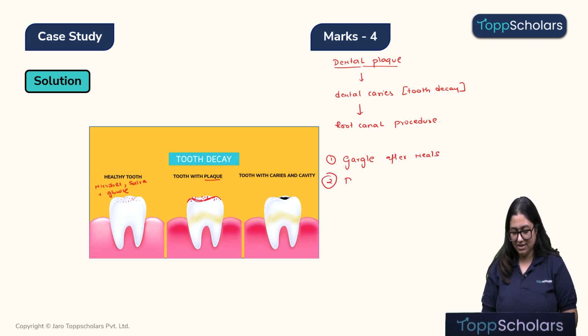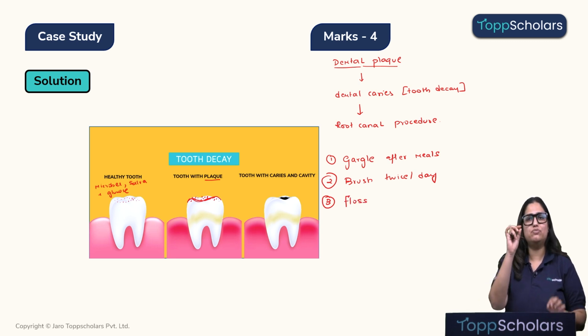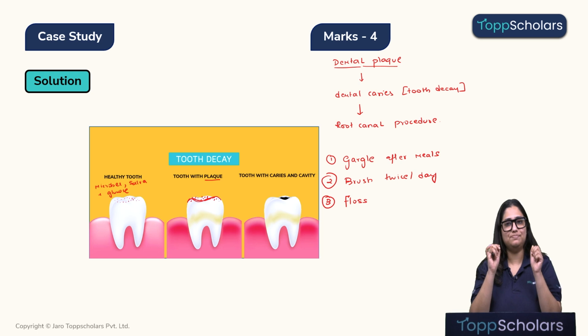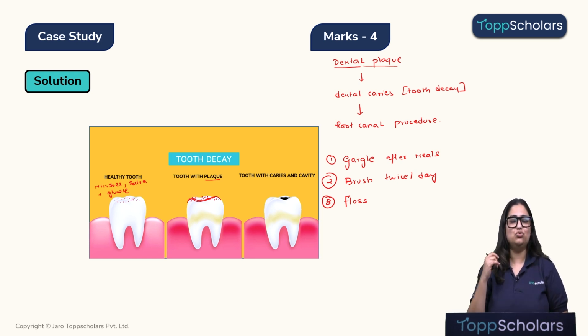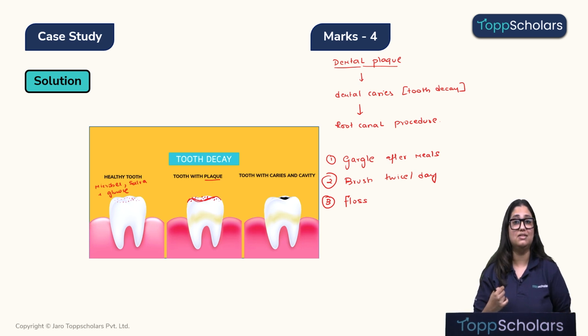Second, we need to brush twice a day. Third and very important is using floss. Children, floss is a very small and thin thread used to clean between the teeth. Usually the toothbrush does not reach these very tiny areas between the teeth, and as a result, dental plaque and caries easily develop between the teeth.